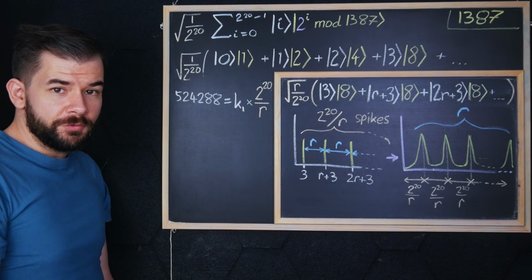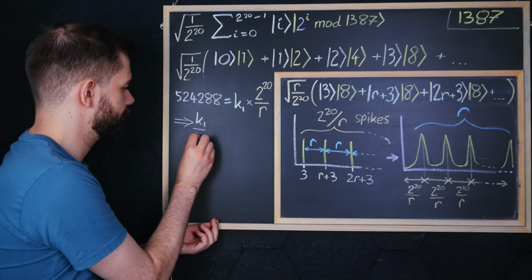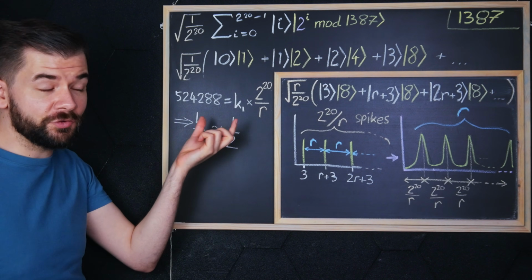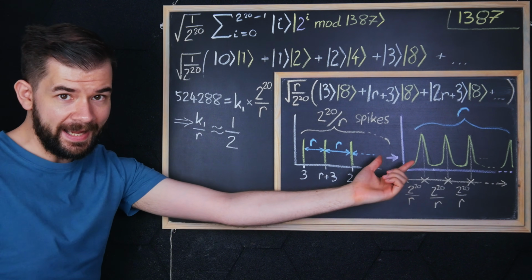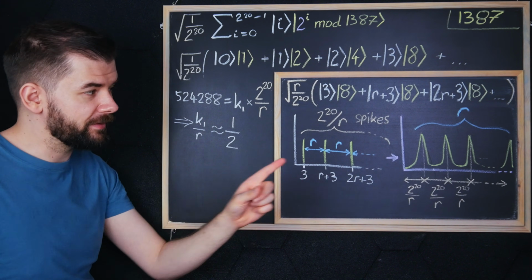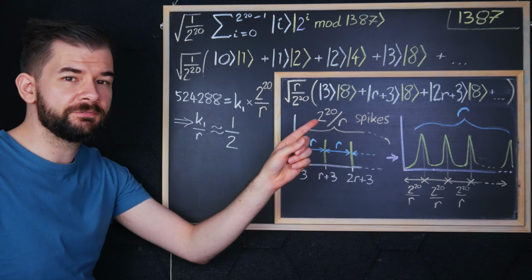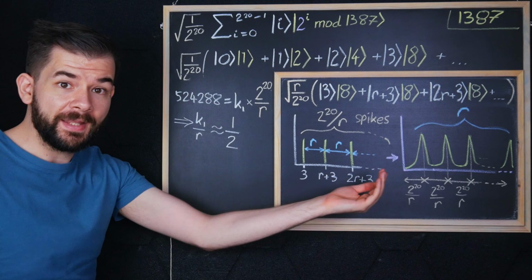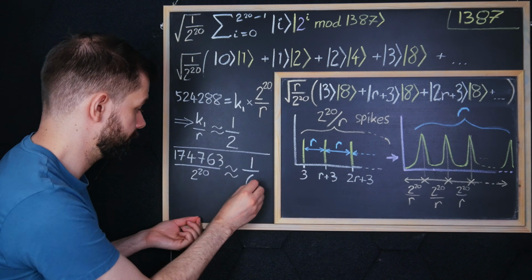And dividing by 2 to the 20, I see that k1 over r is approximately a half. So that tells me that this measurement is almost exactly halfway down this axis. And that tells me that r must be a multiple of 2, since we've observed the spike exactly halfway down. The next few measurements tell me even more.